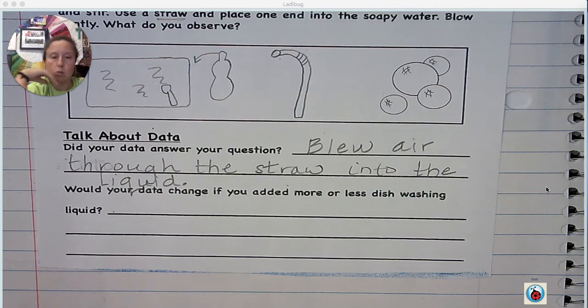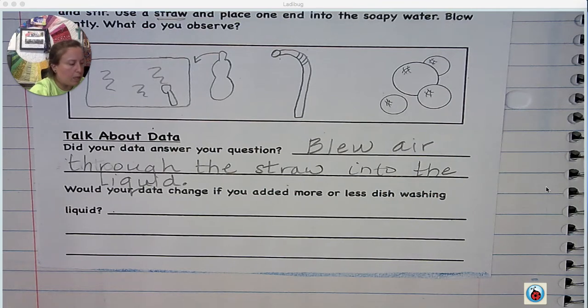Would your data change if you added more or less dishwashing soap? Well, let's look at it this way. If I didn't add any dishwashing soap, would there be any bubbles? No. You need the soap compound that creates the bubbles. And if you're washing dishes, for instance, and you want something to really fight like a grease stain on a dish, I usually try to add more soap.